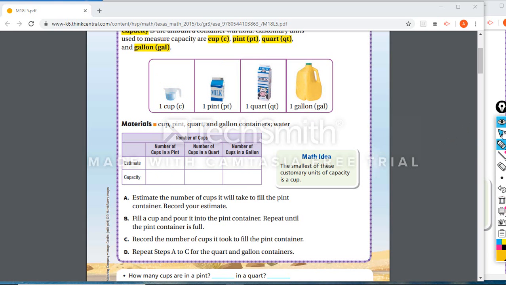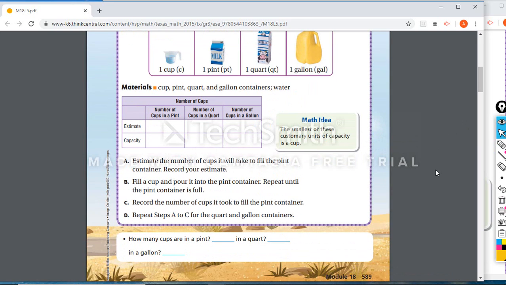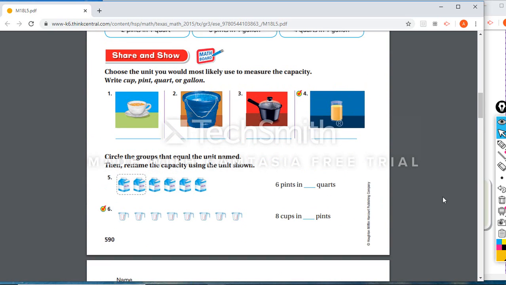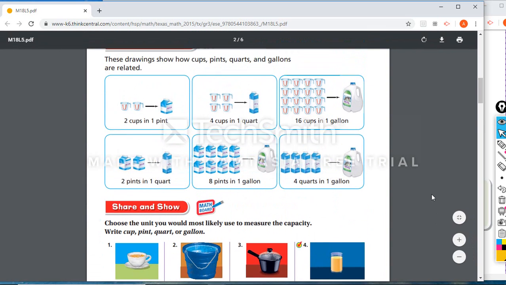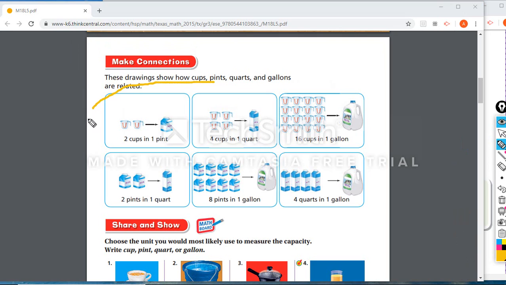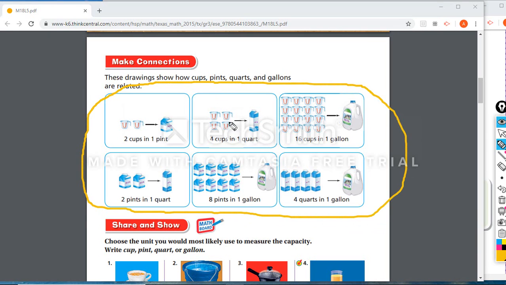So let's go and take a look at what we're doing next. If you have your math journals, you need to record this. This is key right now. This gives you like a little key, and you're going to be referring back to this over and over until you have this ingrained in your brain. 2 cups equal 1 pint. 4 cups equal 1 quart. 16 cups equal 1 gallon.